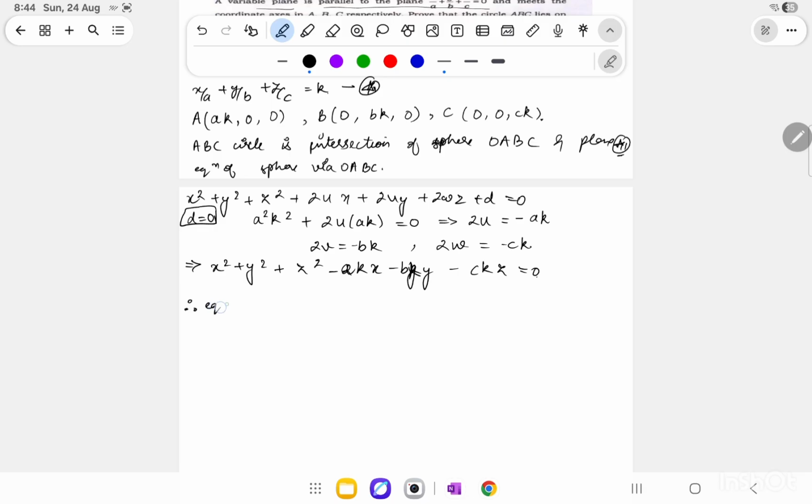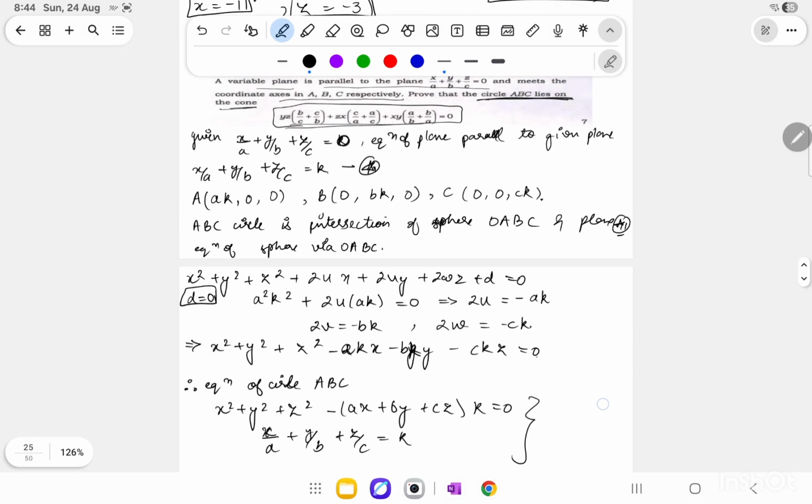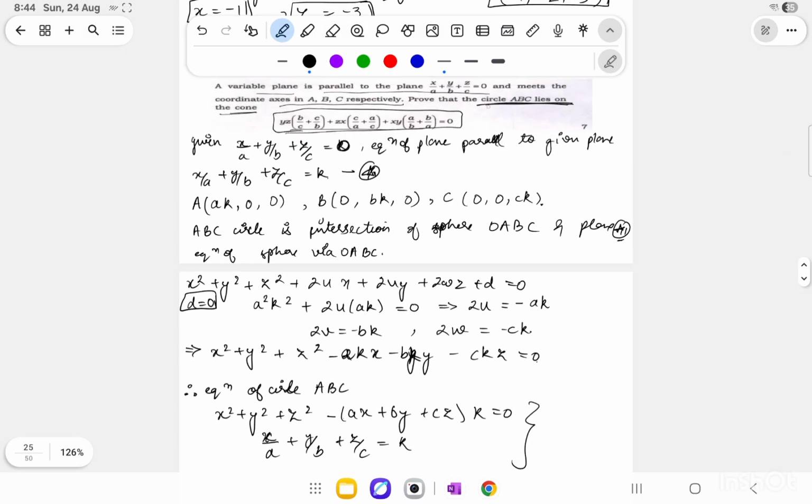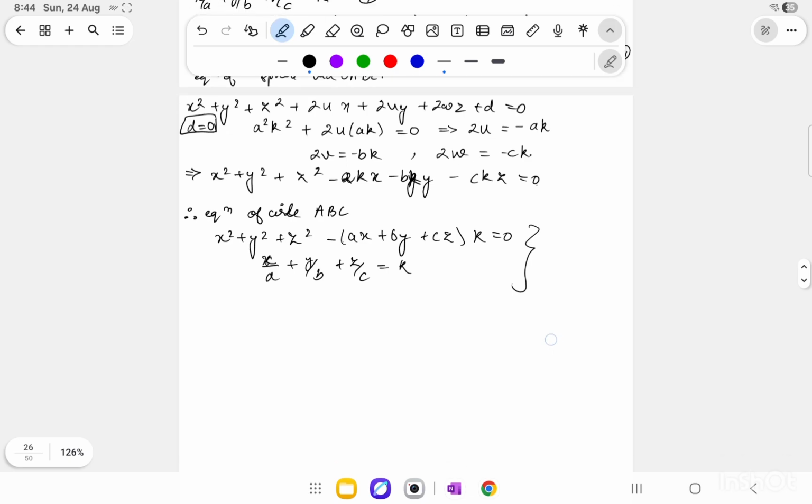Therefore the equation of circle ABC is basically x square plus y square plus z square minus (ax plus by plus cz) into k equals 0, and x by a plus y by b plus z by c equals k. So these two equations together represent the equation of circle ABC. We are supposed to prove that the circle ABC lies on this cone. So this is acting as the guiding curve.